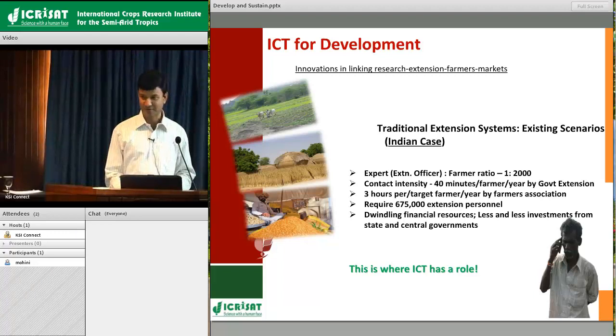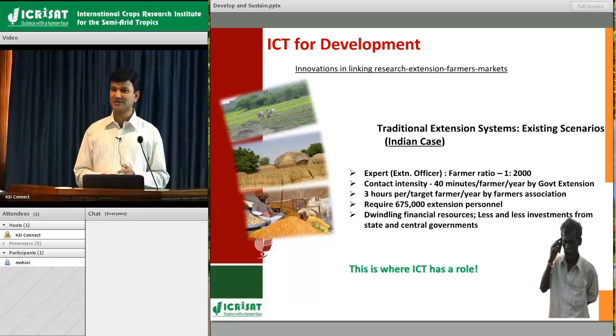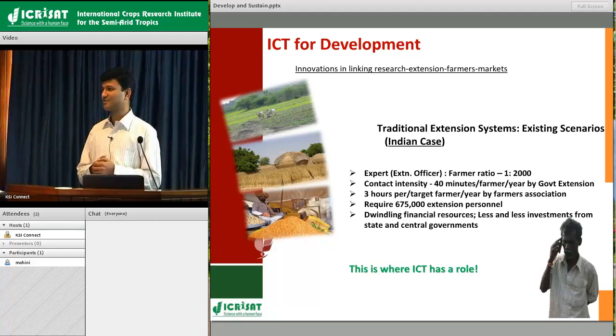We need to look at that, because we need to use the ICTs and the other scenarios. Our governments are not in a position to provide many more funds, to provide more institutions, or to recruit more people. It's not that easy. With the dwindling financial resources and support from both federal and state governments, rather than asking them for those investments, do we have any alternative opportunities? Can we use those alternative opportunities to strengthen the existing extension systems? That's what we are going to look at.